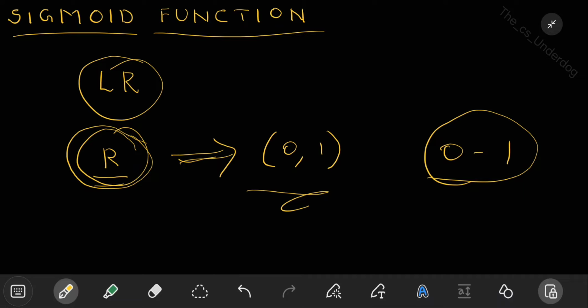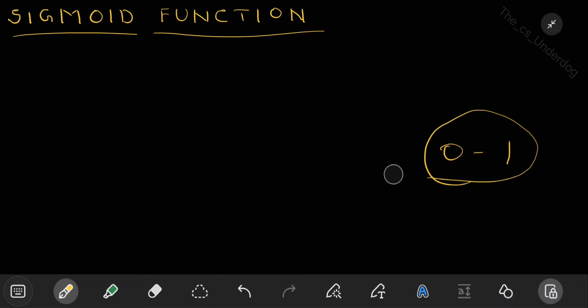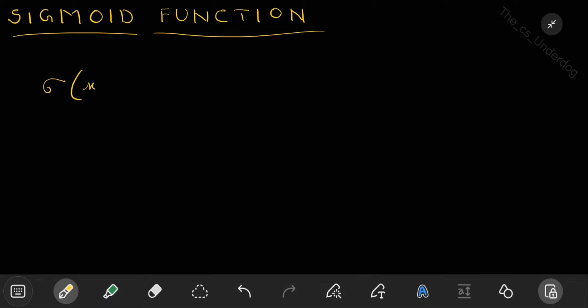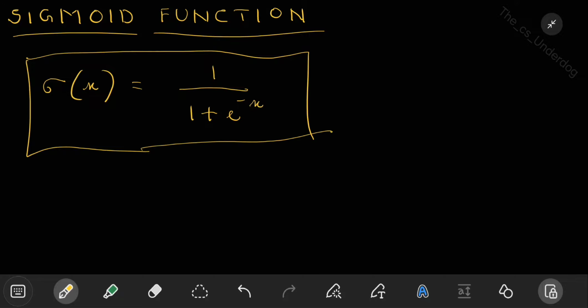Let us understand how particularly this function is useful. First of all, what is the expression for this function? So this function, the sigmoid function, denoted by sigma of x, is equal to 1 by 1 plus e power minus x. This is the formula for the sigmoid function. So keep this formula in mind. This is very important. Sigma of x is 1 by 1 plus e power minus x.